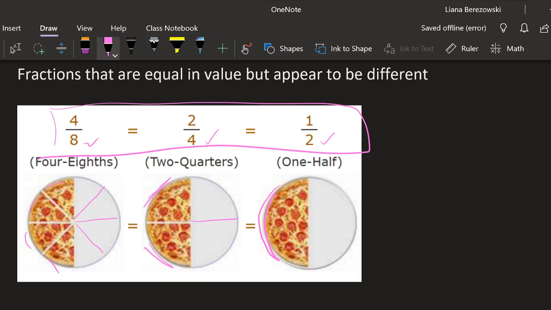Okay? So that was just a really brief introduction into equivalent fractions. There's not much more to go on about those. We're going to use them a little bit more when we're doing simplifying fractions, like I just mentioned. Okay, they're going to be important when we do that. But we'll leave it at that for today, okay?